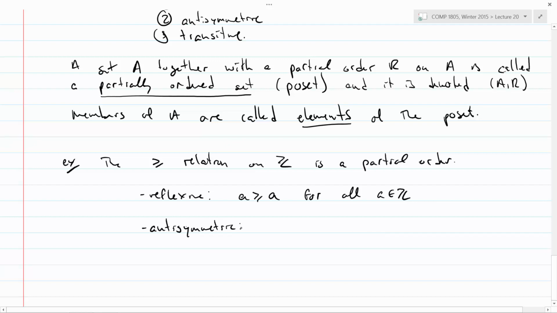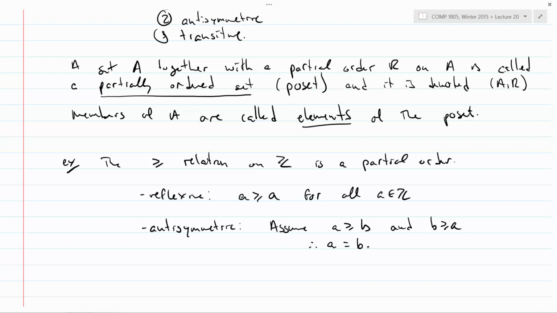Well, remember, the definition of antisymmetric is an implication. So we assume the thing on the left and prove the thing on the right. The thing on the left says (a, b) is in R and (b, a) is in R. In our particular case, that would mean assume a is greater than or equal to b and b is greater than or equal to a, and we have to show that a equals b. Is that true here? Yeah, if a is bigger than or equal to b and b is bigger than or equal to a, the only way those can be true simultaneously is if a equals b. So this really is antisymmetric, because that's the definition of antisymmetric.